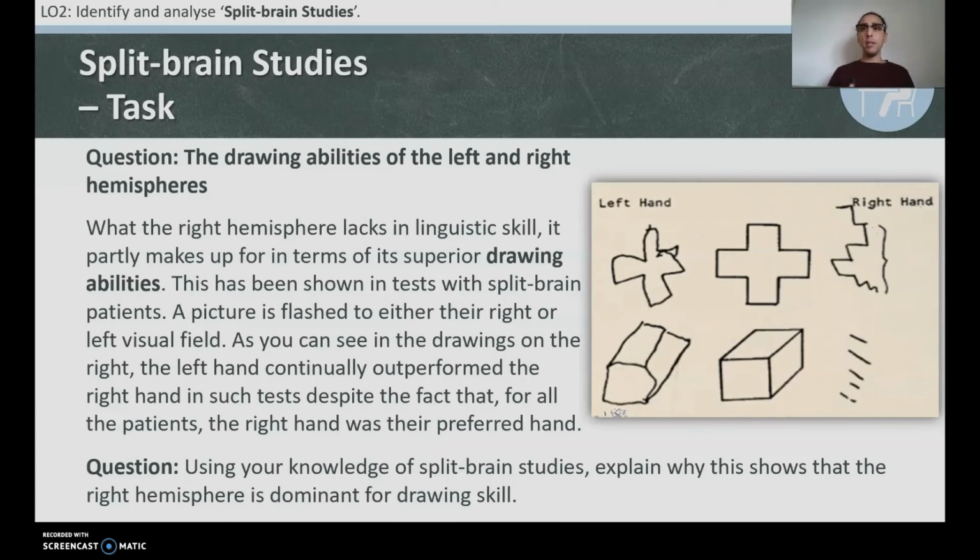So they would show the images, right? If they showed, say, the image of the X, the cross, to their right visual field, they were not very good at drawing it. However, if they showed it to their right hemisphere, their left hand was very good at drawing it. Using your knowledge of split brain studies, explain why this shows that the right hemisphere is dominant for drawing skills.